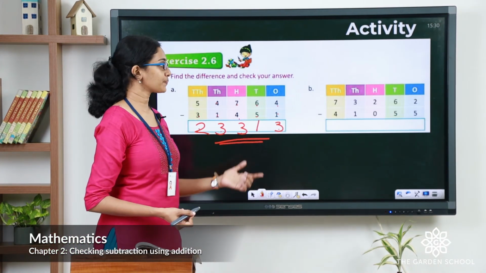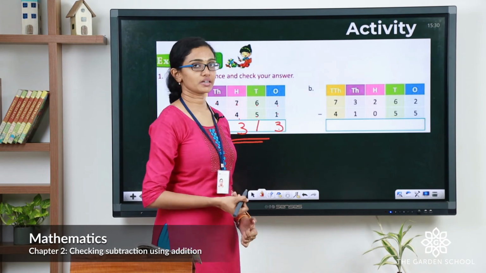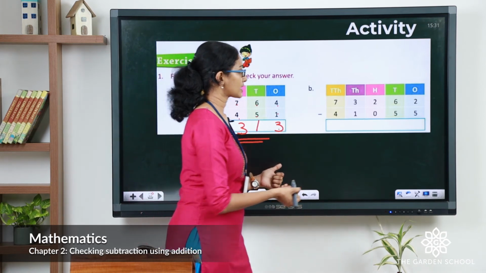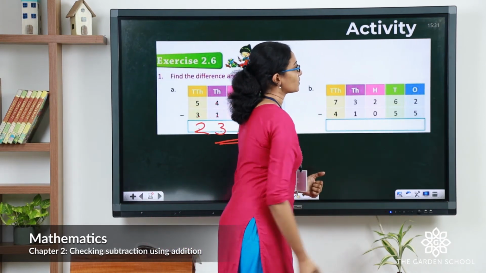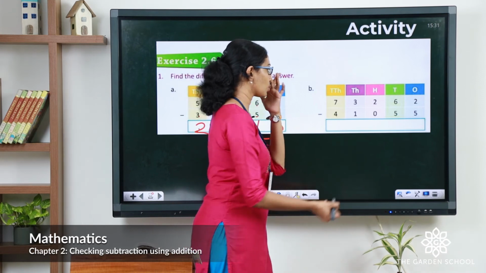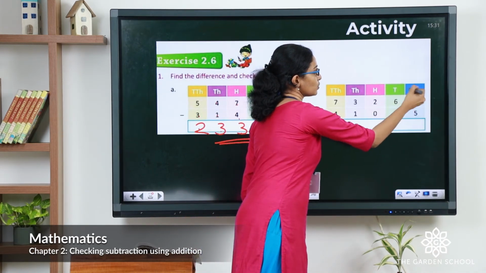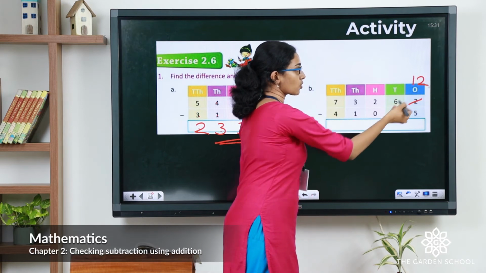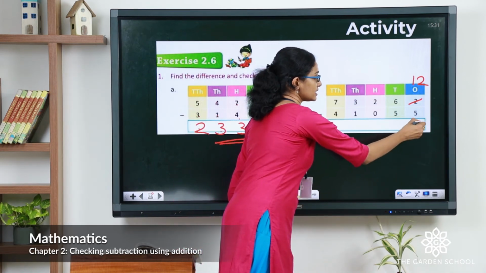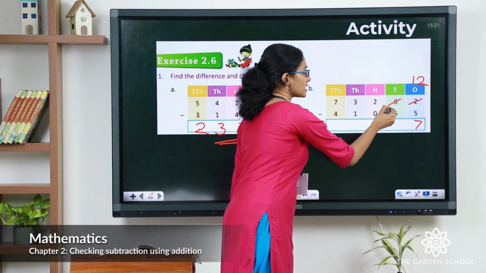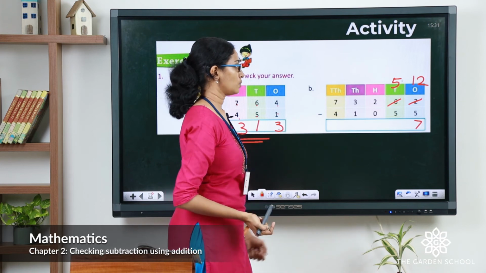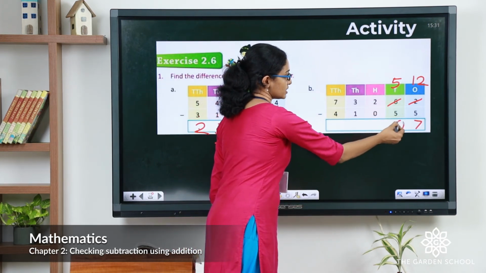Now let's do question B. Here, 73,262 minus 41,055. Let's subtract these two numbers and find the difference first. So in the ones place you have 2 ones minus 5 ones. We cannot do 2 minus 5. So what do we do? We borrow 10 from the tens place. So this 2 becomes 12. That is the borrowed 10 plus the 2 ones that you already have. So 12 ones minus 5 ones, it is 7. Now in the tens place, this 6 is changed to 5 because we gave 10 to the ones place. So 5 minus 5, it is 0.